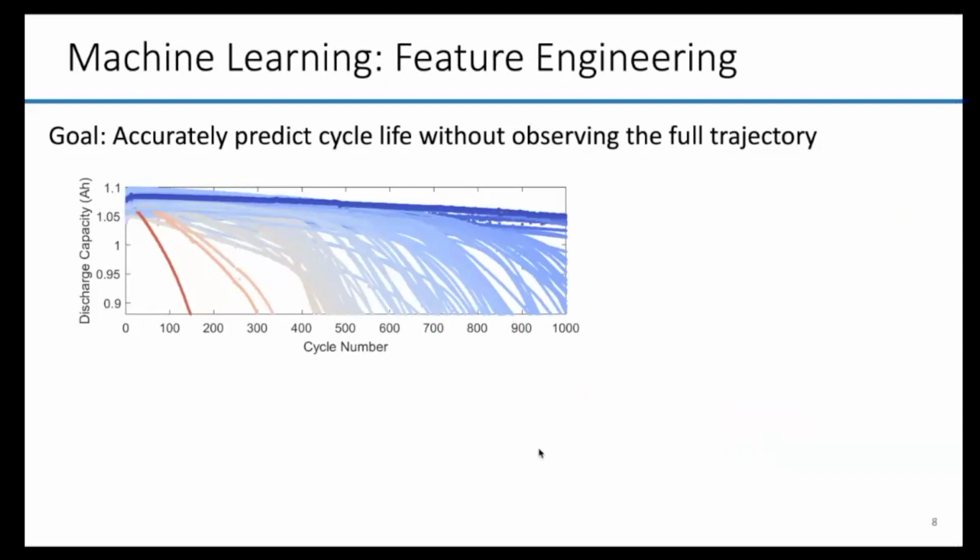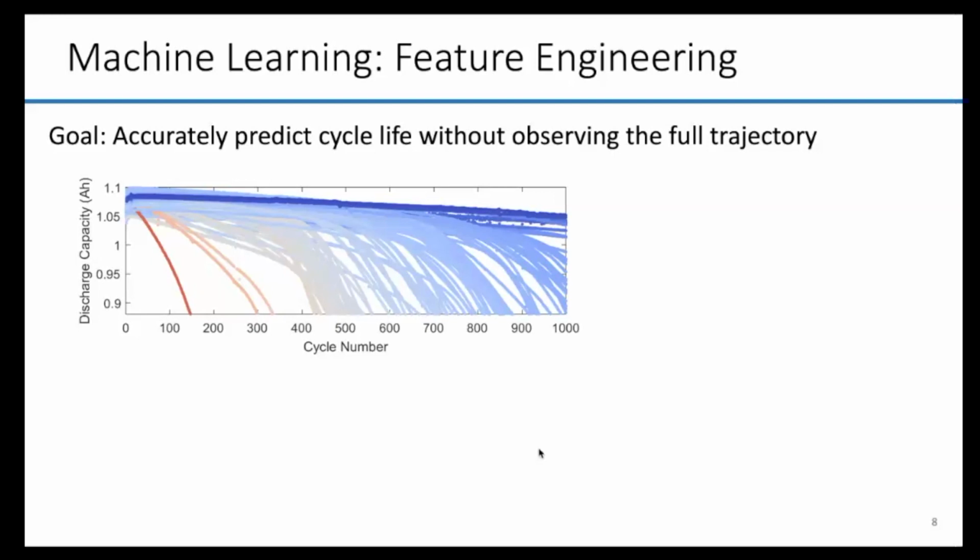So the goal of this piece of work is to accurately predict the cycle life without observing the full trajectory. And not observing the full trajectory is pretty highly motivated because it can really decrease the amount of time it takes to run the experiment. Particularly as the chemistry of these batteries improves, the cycle life continues to extend, and it takes longer and longer to understand how changing the way the battery is operated affects its cycle life.